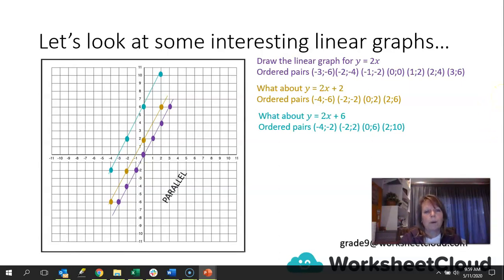So in order for them to be parallel, your gradient has got to be the same, which makes sense, but your y-intercept can then be different. So you need to look at the gradient. If the gradient is the same, it means that the lines will be parallel. Remember, a negative gradient will cause it to go up in an opposite direction, and therefore the lines will not be parallel. They could be perpendicular, but they would only be perpendicular if they were crossing the y-axis at the same point as what we saw just now.